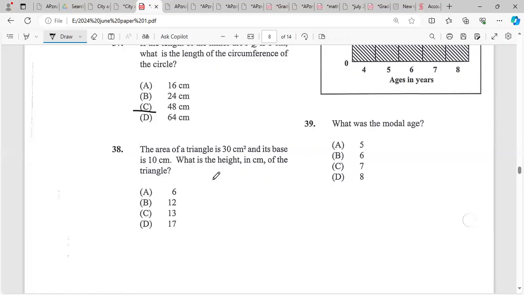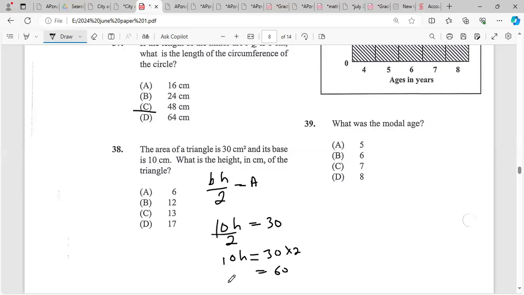I'm going to go back to what we know. We know that the base times the height, and you divide by 2, gives you the area. So let's look at it. What's the base? The base is 10. So it's 10 times the height, divide by 2, and that must give you 30. We multiply by 2, so 10h equals 30 multiplied by 2, which gives us 60. And of course, we're going to divide by 10 to get h by itself.